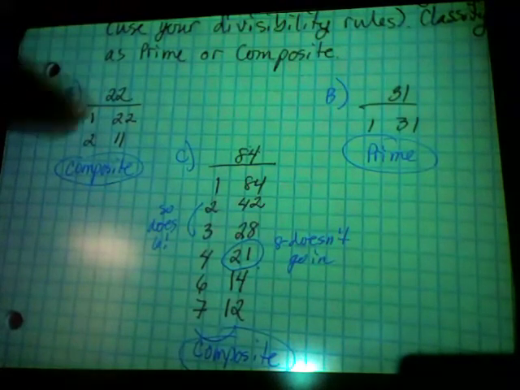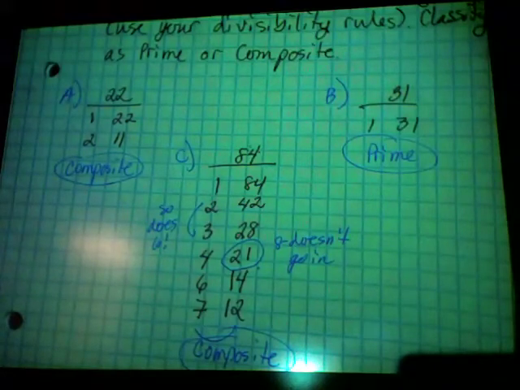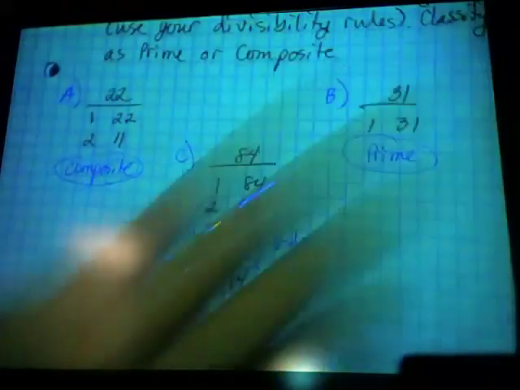8 doesn't go in there because 4 didn't go in there. 9 doesn't go in there because 3 didn't go in there. And 10 doesn't go in there because it doesn't end in 0. So you should be able to apply those rules really, really quickly, but you got to know them. All right, so you're going to do some of that. Then one other type of problem.